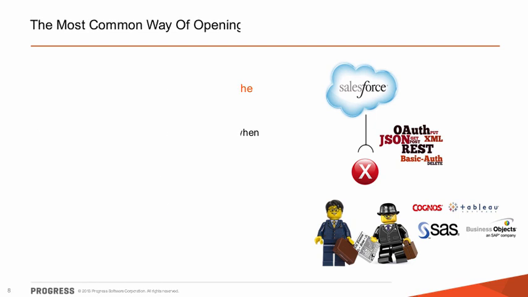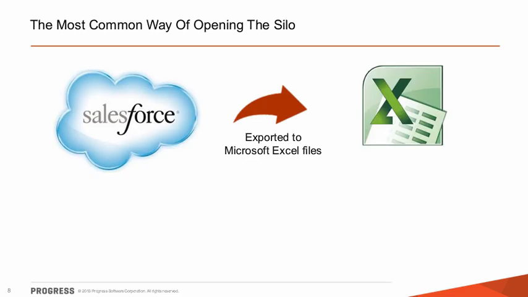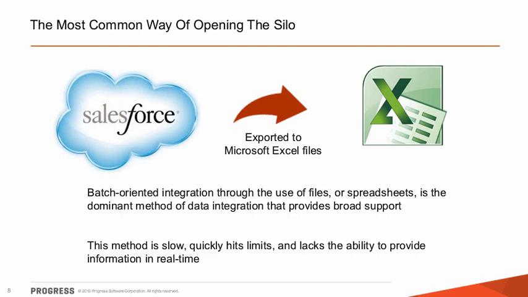So what is the answer? Well, the most common way I see of opening up that data silo today is that people are really doing what I would call file or spreadsheet-oriented batch processing. Everything I see, and I would say 9 out of 10 customers we encounter often have at least some integration built on this, is that it's all based around Microsoft Excel. So that batch-oriented integration through the use of really spreadsheets is the dominant method today.